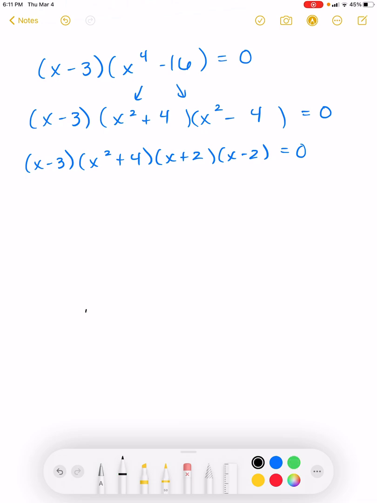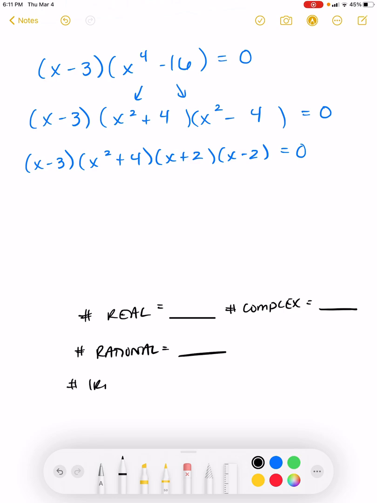We're going to be able to look at those factors and tell how many are real and how many are complex or imaginary. And then of the real ones, let's tell how many are rational and how many of the roots are irrational. Okay, as you get better at this, you will actually find that you can tell a lot of this just by looking. But let's do this for now.